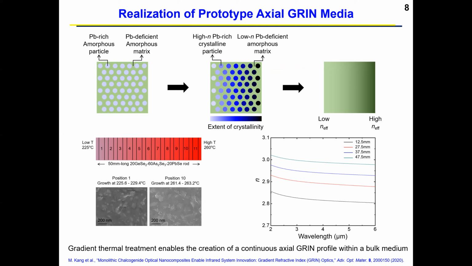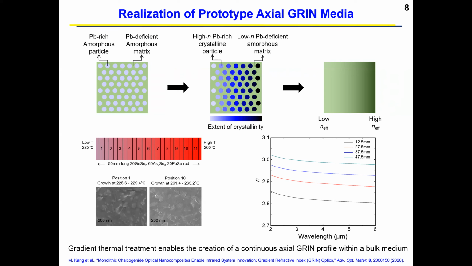For bulk material here, we use gradient heat treatment to induce the linearly varying extent of crystallization of lead-rich particles and, correspondingly, the refractive index of the resulting glass ceramic nanocomposite. Specifically, a 50 millimeter long glassy rod with 20% lead selenide underwent heat treatment within a gradient furnace. Here, the temperature extremes of the rod spanned from 225 degrees C near the furnace cold end to 260 degrees C near its hot end.